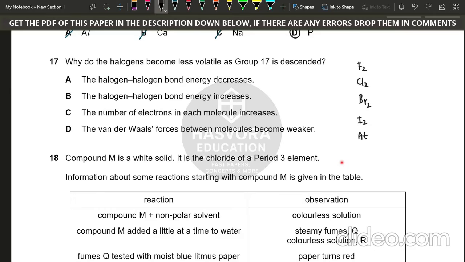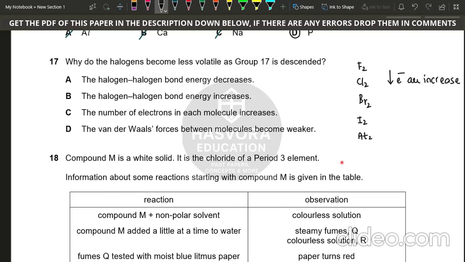Okay, so what actually happens is that the state is also changing. It changes from gas to liquid and then solid. The number of electrons is increasing down the group. So what is increasing? The temporary dipole forces, or you can say the van der Waals forces, the intermolecular forces between the molecules, become more.